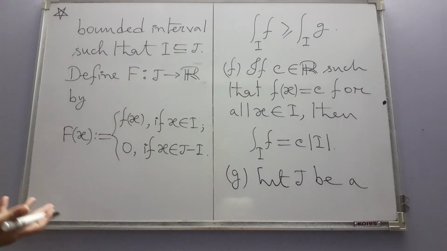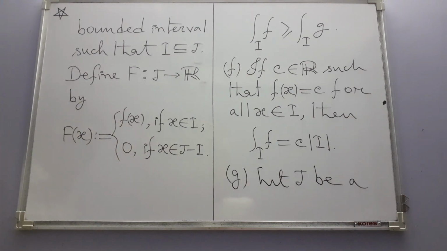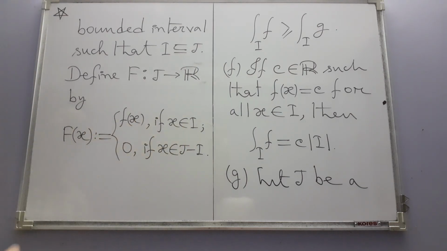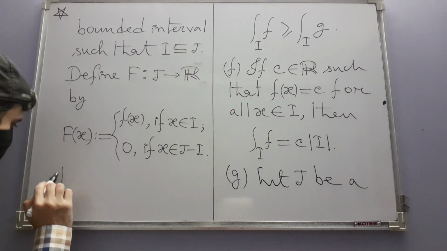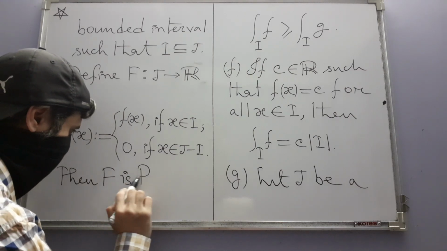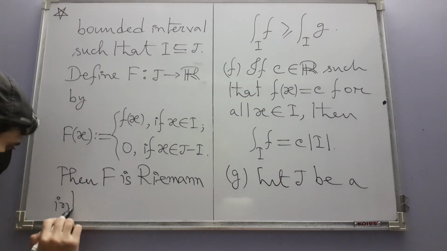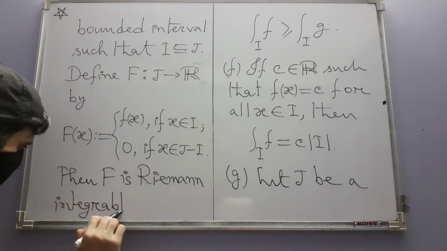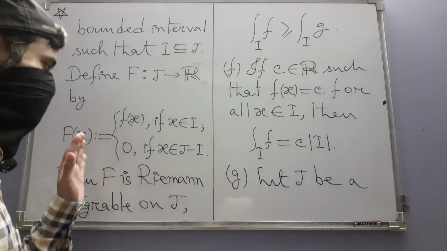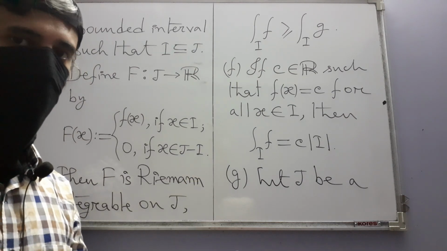Then this is a legitimate well-defined function. You can call capital F an extension of small f. The restriction of capital F to I is nothing but small f. Then, just like small f, capital F is also Riemann integrable on its own domain, that is on J. And its Riemann integral over J is the same as the Riemann integral of small f over I.